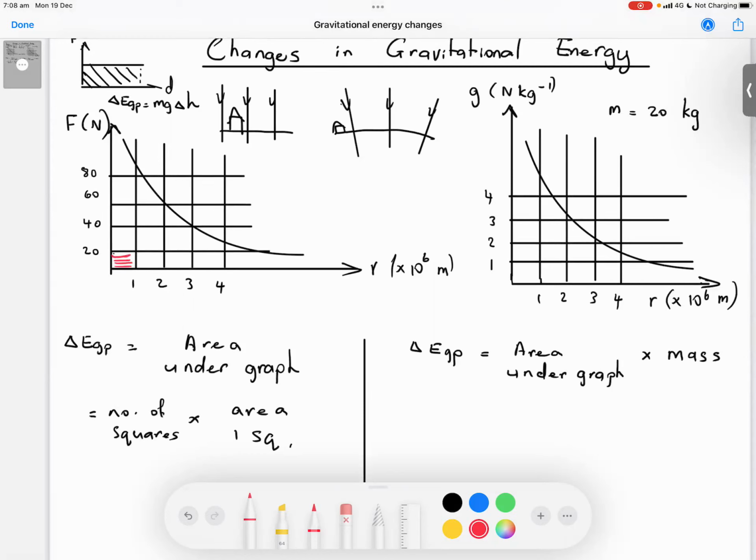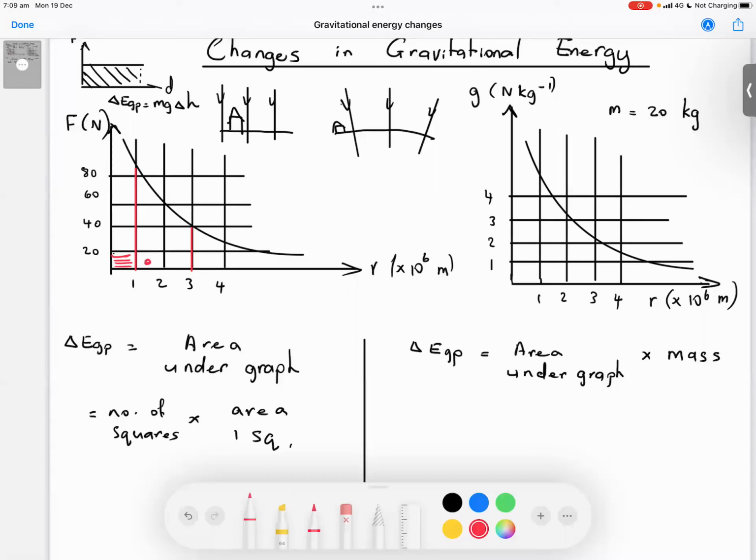And we've got to define the distances over which the object might be falling. Let's say it's from 3 by 10 to the 6 meters on the radius axis, and it falls down to 1 by 10 to the 6 meters. So they're like the limits of integration. This is really a graphical, basic integral calculus approach.